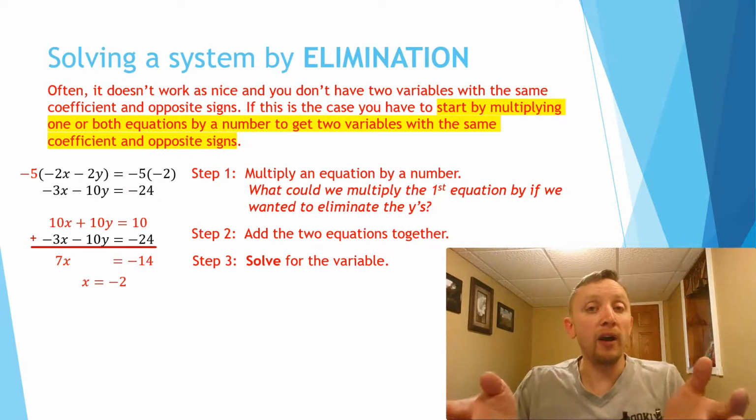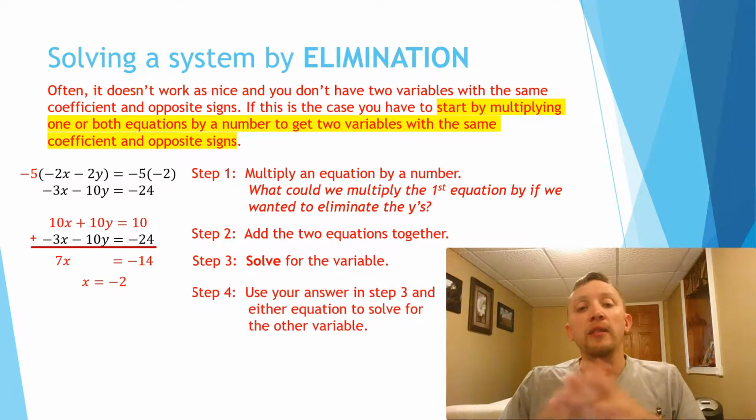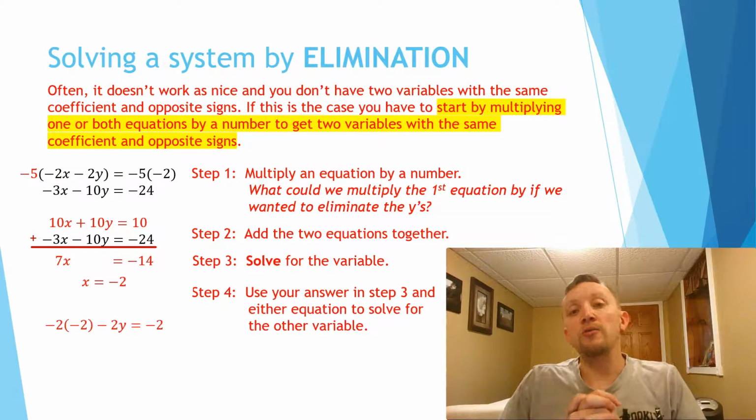All right, so now we have our x value. So just like the previous examples, we need to figure out what our y value is by substituting that answer that we got in step 3, that x equals negative 2. We're going to substitute that into one of the equations. It doesn't matter which one you use. So it looks like I used the first one here. So we're going to take negative 2 times our x value, which just so happens to also be negative 2, minus 2y equals negative 2. Boy, a lot of negative 2's there.